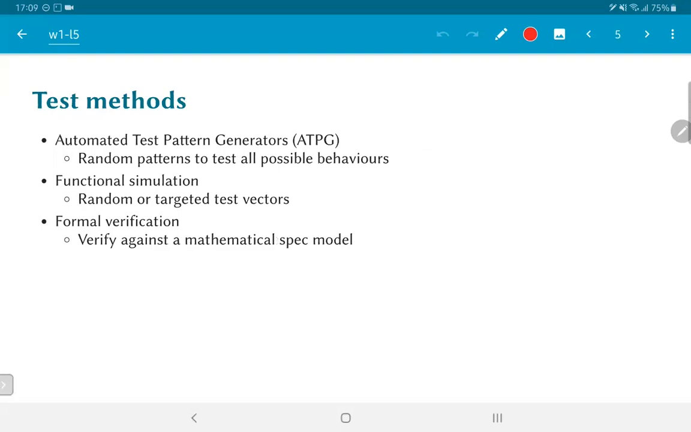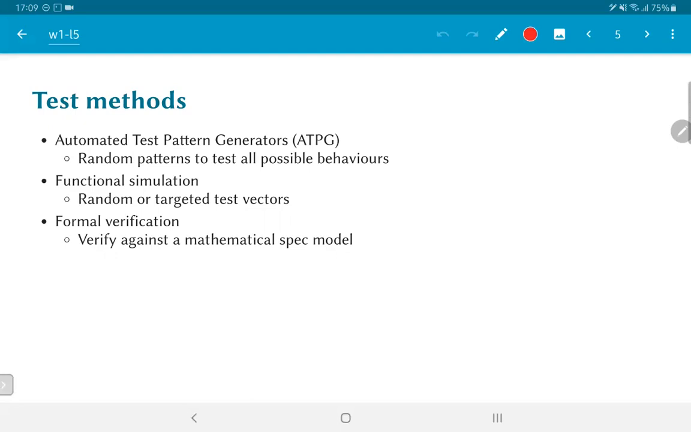Now, in general, there are a number of different methods for testing circuits. Some of these methods are post-production. Some of them are used at various different stages of the synthesis and layout process. There is a whole theory around the topic of automated test pattern generators, where essentially the idea is that you have a digital circuit, try to generate all possible random patterns as inputs and test all possible behaviors.